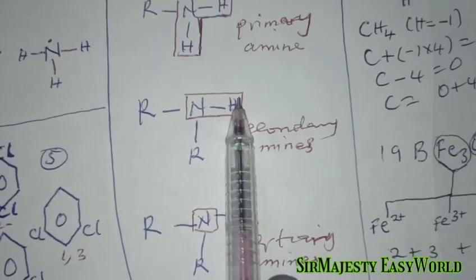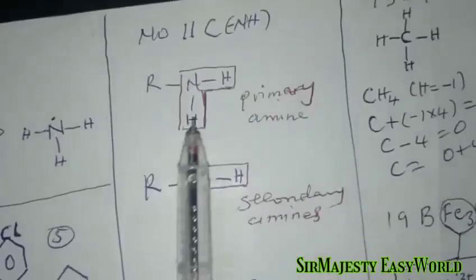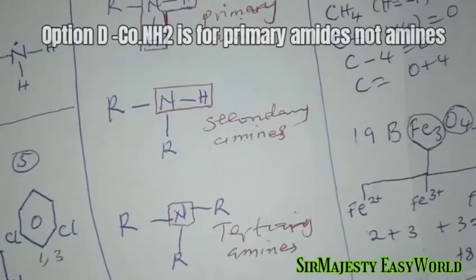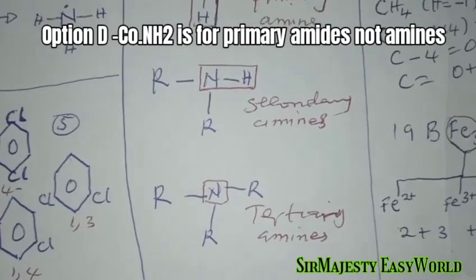This should be the secondary amine. This is the functional group NH, while primary amine has NH2, then tertiary has only the N. Then option D is actually for the primary amides.